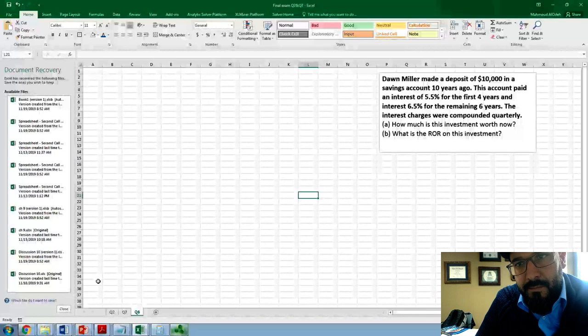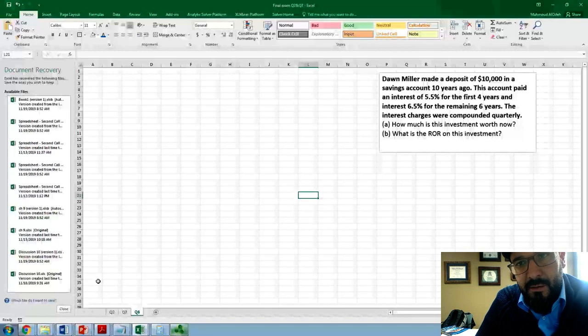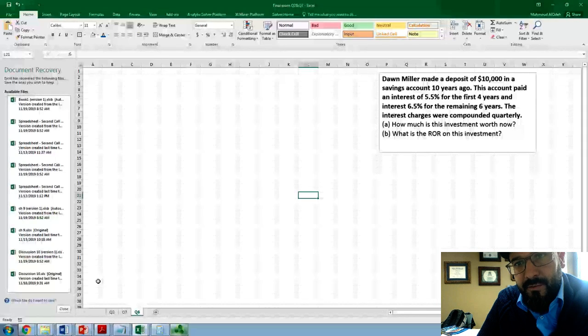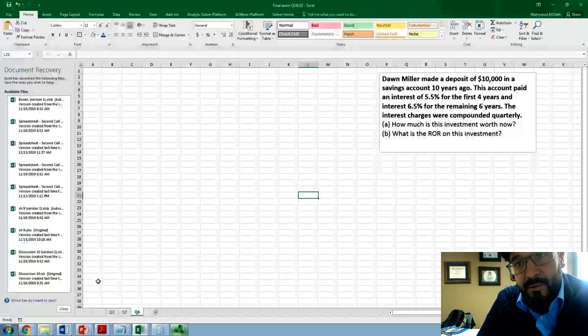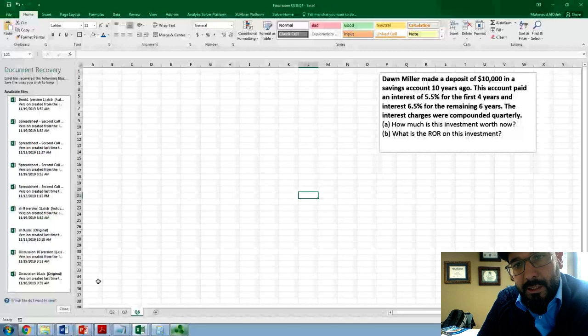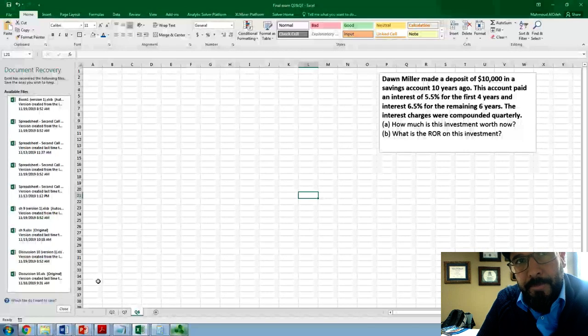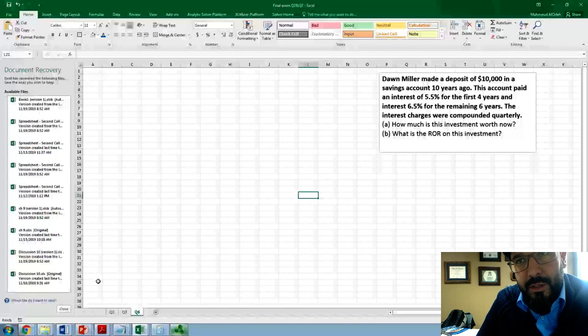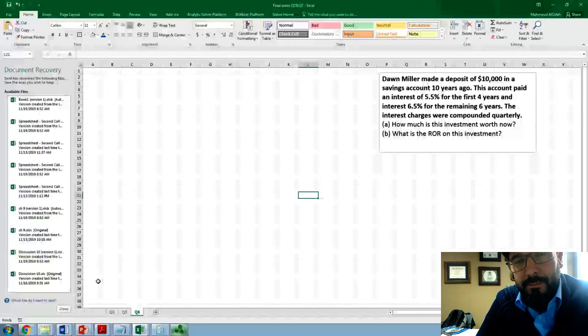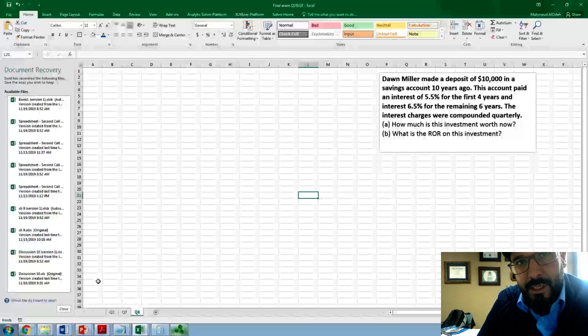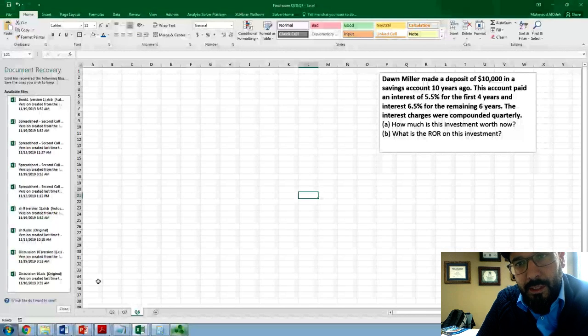Don Miller had a deposit of $10,000 in a saving account 10 years ago. This account paid an interest of 5.5% for the first 4 years and an interest rate of 6.5% for the remaining 6 years. So in this case, we see changes in the interest rate. Sometimes, whether you add money at a different interest rate or because of the economic status for the country, for the world, we see a fluctuation in the interest rate.